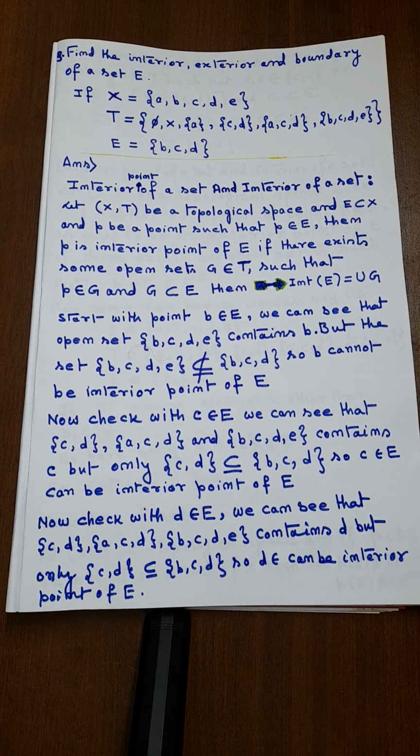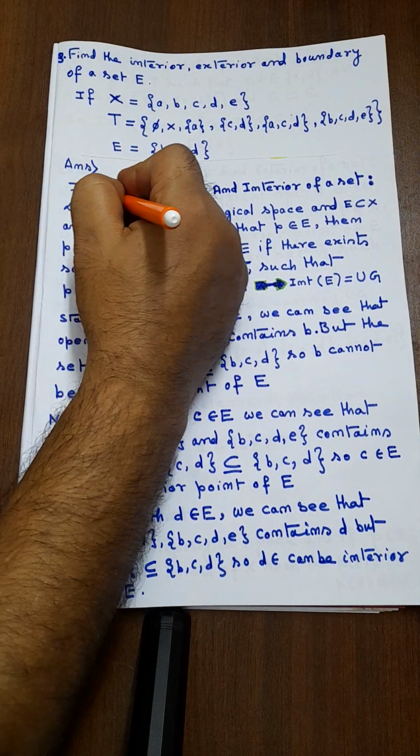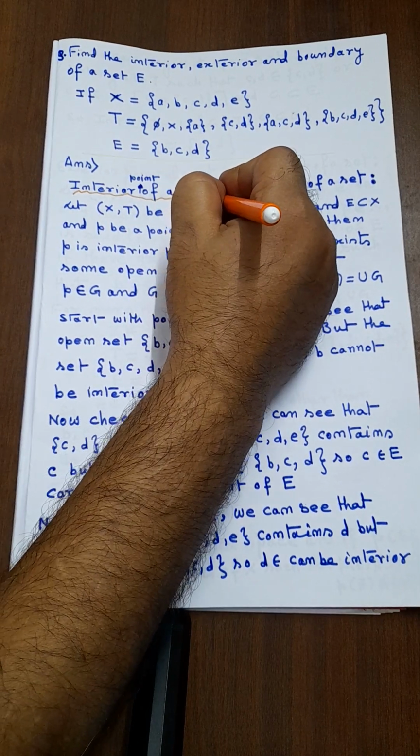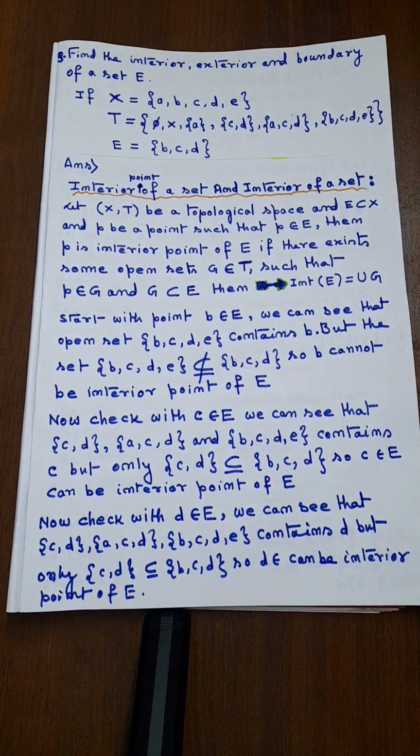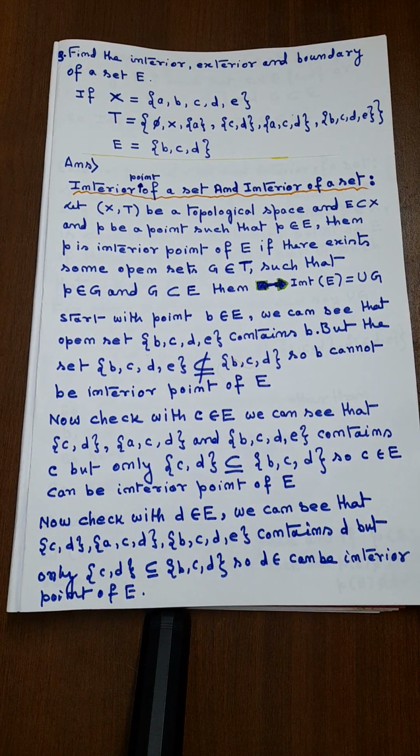So what is basically the interior of a set, or the interior point of a set? Let's see. Let (X, T) be a topological space, E is a subset of X, and P is a point such that P belongs to E.